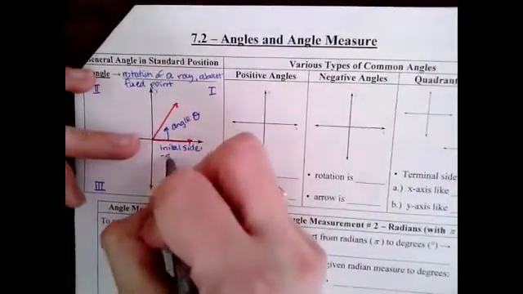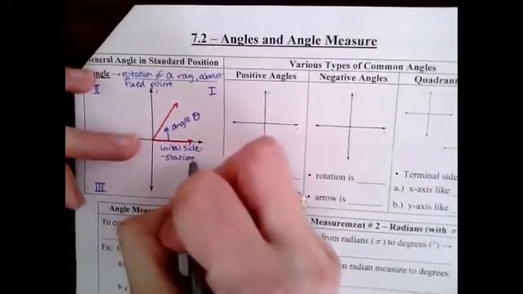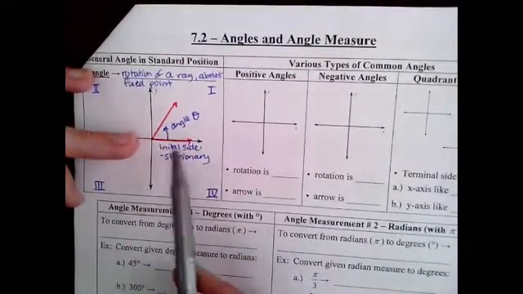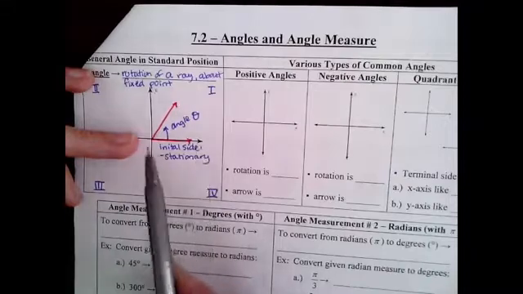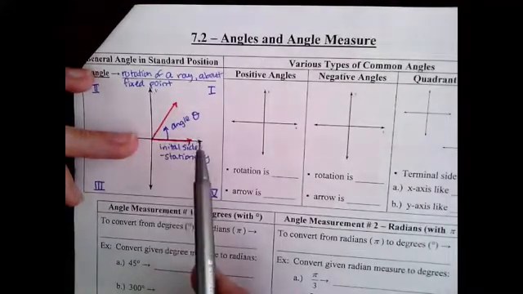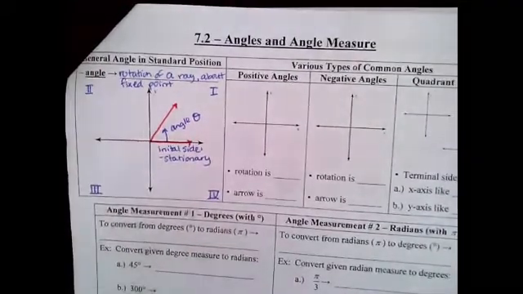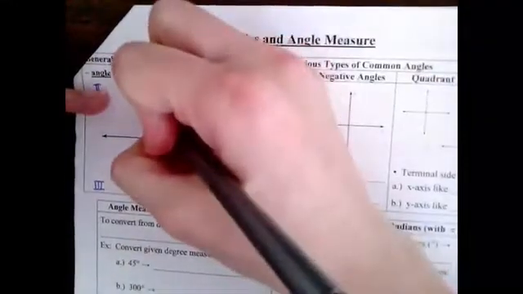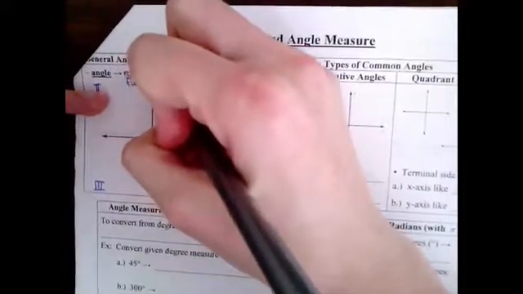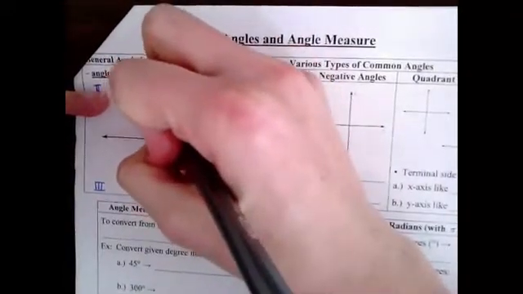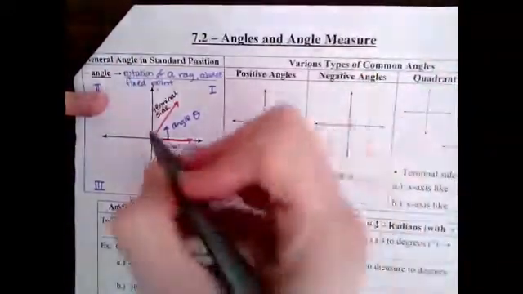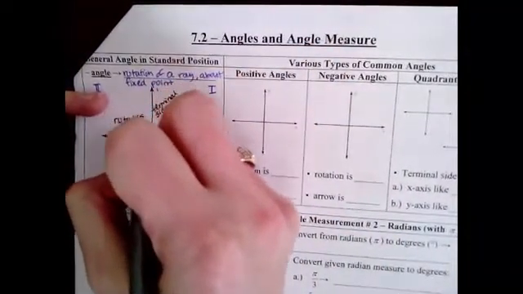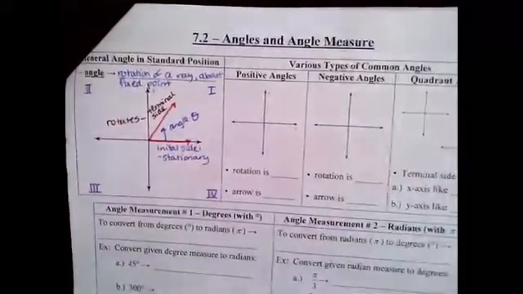This is stationary. What does stationary mean? Stationary means it does not move. You will always have one side of your angle laying along the x-axis, stationary. That's the initial side. The other side is the terminal side. And this is the side that rotates. Okay? So the terminal side rotates.